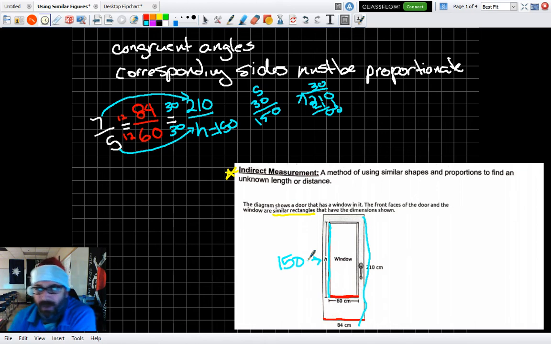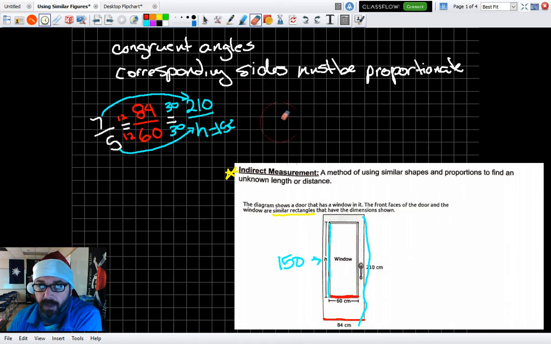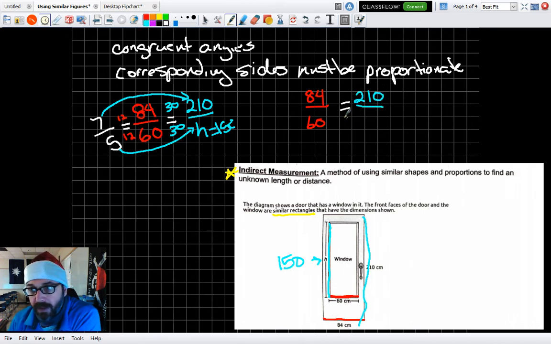Now I said there were two different ways that we could do this. So let's make some room here. We're going to go back to this. We're going to start off with our red. We're going to rewrite our ratios. We're going to pretend like we haven't done that yet. 84 over 60. 210 over, okay. Oh, H. 210 over H.